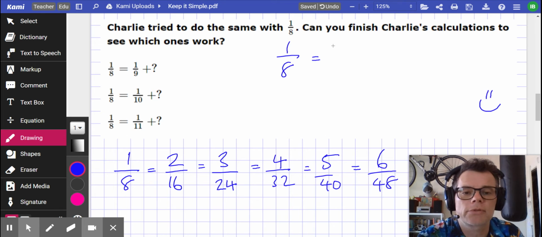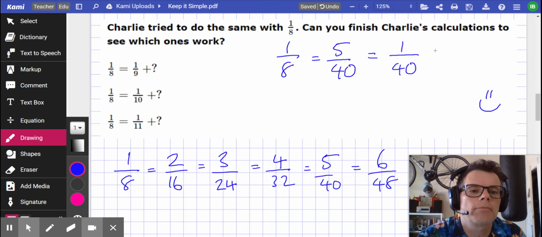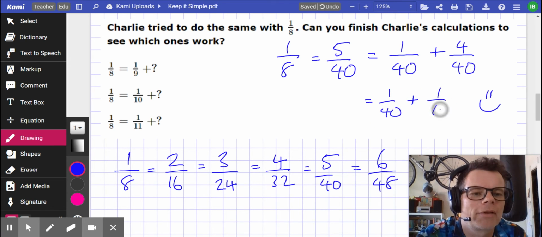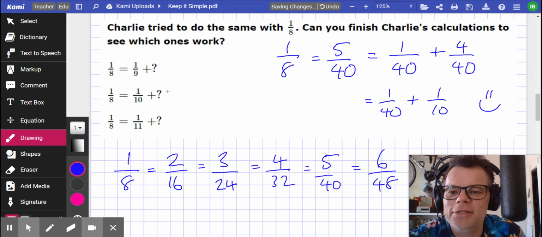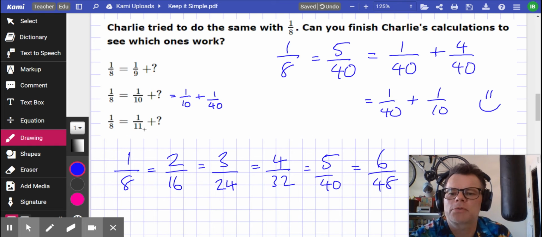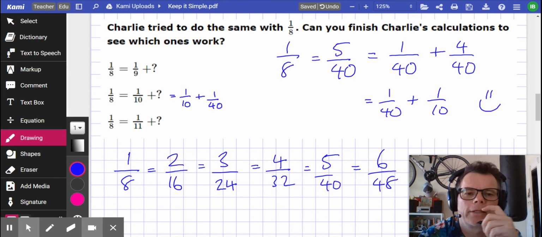4 over 32, I've just done that one. 5 over 40, let's try that one. Okay, so 1/8 is 5 over 40. I can write that as 1 over 40 plus 4 over 40. Oh, yes, lovely. Look, 1 over 40 plus, and I can simplify this one, 1/10, which is one of those answers. It's equal to 1 over 10 plus 1 over 40. That was one of my answers, which was one of my questions, which was asked right here. Great. There we go. I got it.